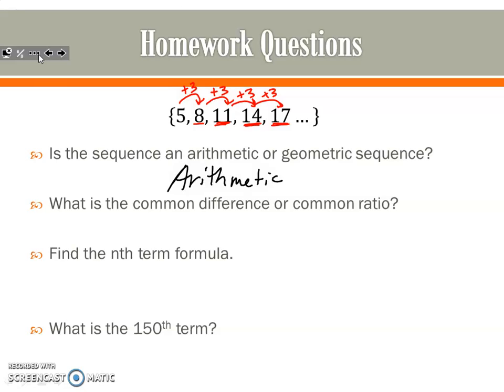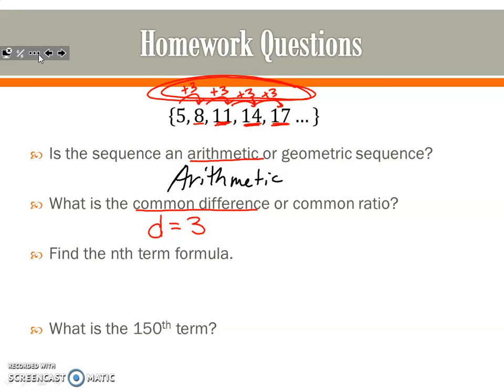Okay, the next question is going to say, what is the common difference or the common ratio? Now remember for this one, if you're doing arithmetic, you're finding the common difference. If you say it's geometric, that means you're finding the common ratio. So for us, we saw this as arithmetic. That means that I'm finding the common difference. So what is the common difference? Well, that's that number that we're adding by. So when I answer this question here, I want to say that D, my common difference, equals 3.